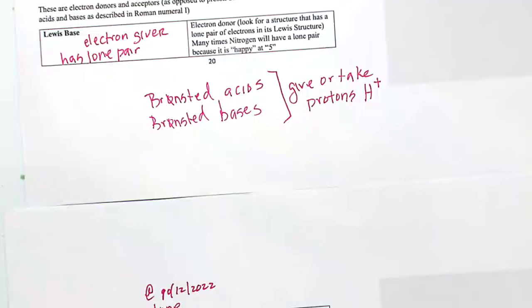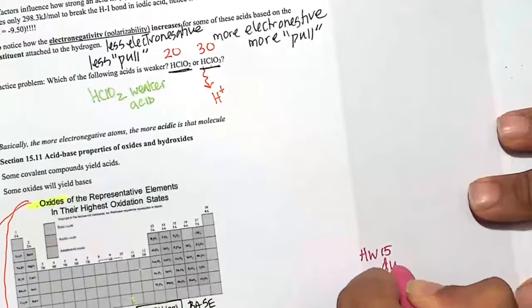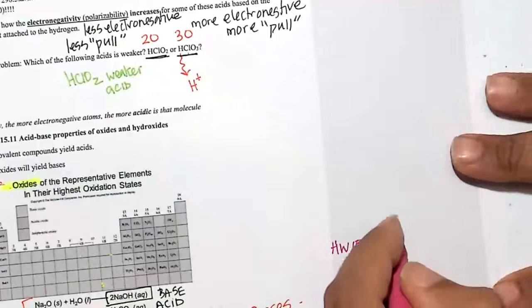I'm going to assign the homework for chapter 15, and let's make it due next Wednesday for 10 points. If you want 10 points, turn in your chapter 15 homework. Everyone gets 10 points. Just turn it in. Let me write that down. Due next Wednesday, 10 points.